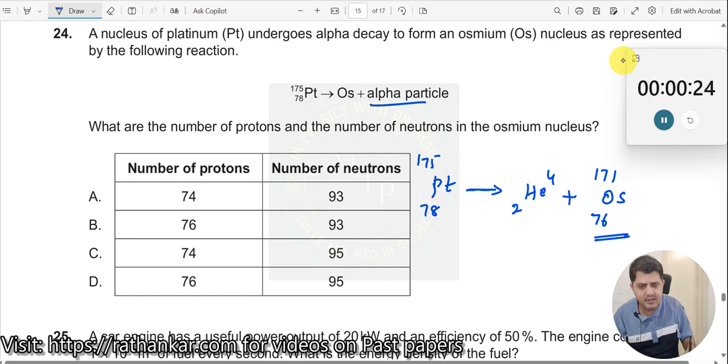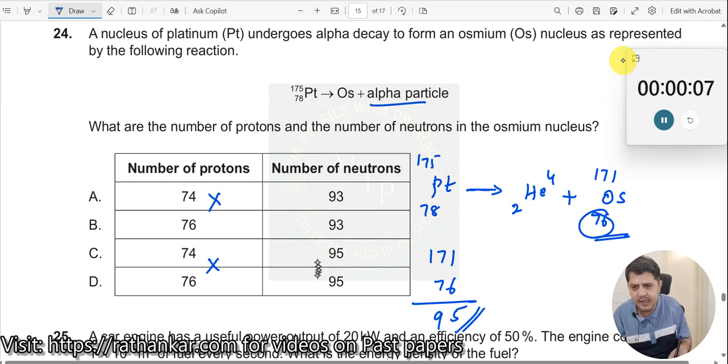So for this, we need to find number of protons and number of neutrons. Protons, what is the proton number? 76. So therefore, this is gone, this is gone. Now neutrons should be 171 minus 76. How much will it be? 11 minus 6 is 5. Then 16 minus 7 is 9. The answer should be 95.